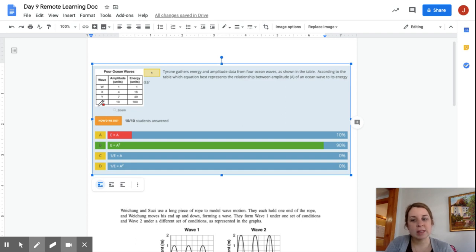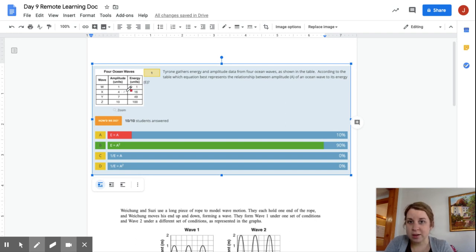Well, if you're looking at this table and then looking at the options below, does energy always equal amplitude? That is incorrect, because we have our energy column and our amplitude column, and the numbers are not the same all the way going down. Okay? And then if we look at the 1 over E examples, we're not really getting numbers that are fractions either. But what we can see is that 1 squared is equal to 1.